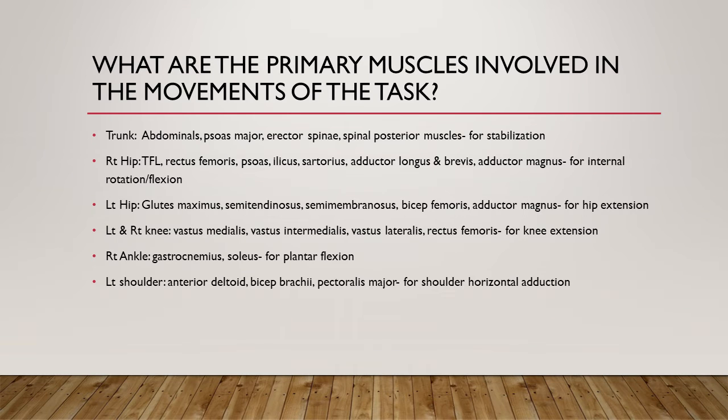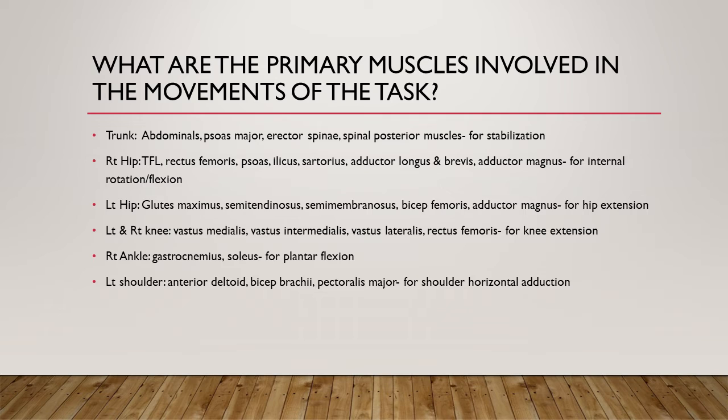What are the primary muscles involved in the movement of the task? The trunk, which includes the abdominals, psoas major, erector spinae, spinal posterior muscles. Those are for stabilization. For the right hip, you have the TFL, rectus femoris, the psoas, iliacus, sartorius, adductor longus and brevis, adductor magnus. Those are involved in internal rotation and hip flexion.